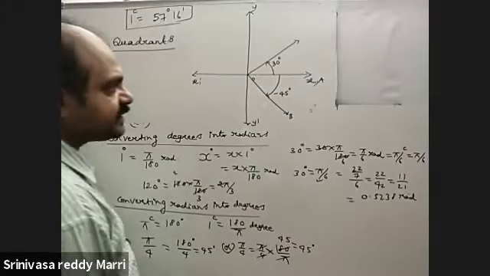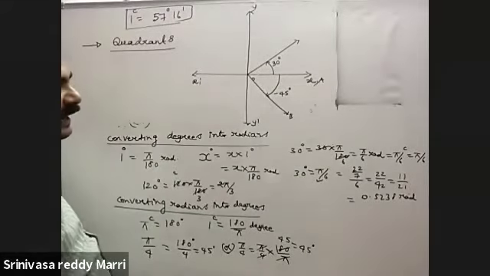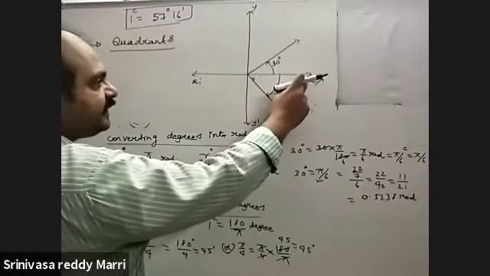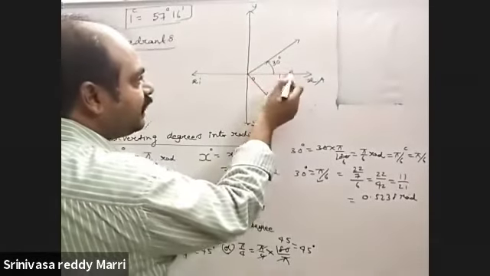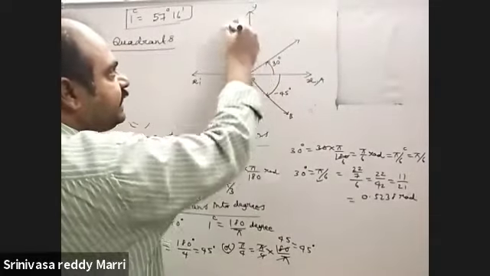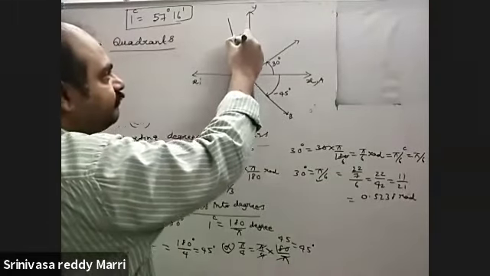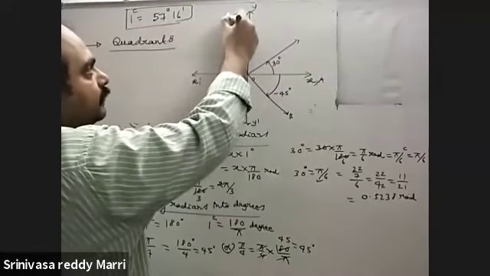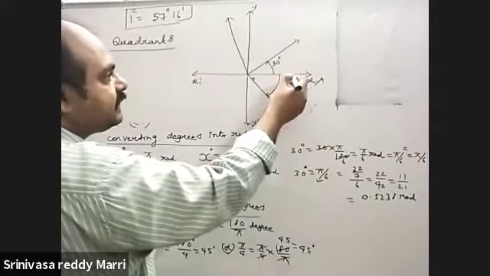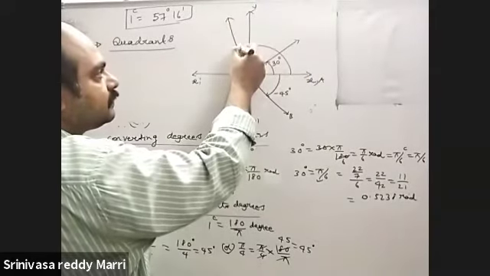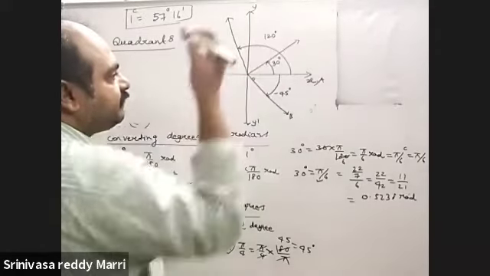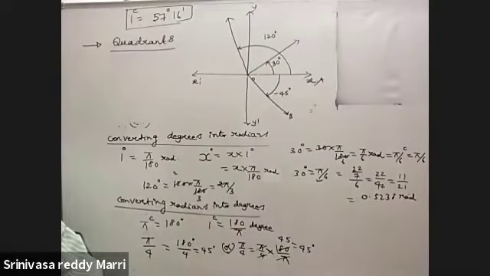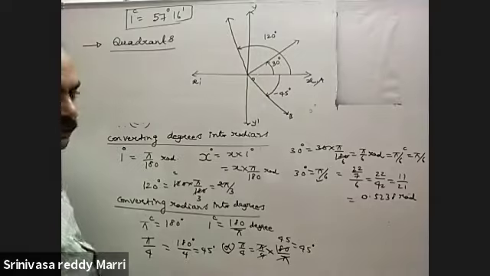Suppose you want to measure a 120 degree angle. Suppose this is the initial ray. Now 120 degree with this one. This is 90 plus 30. The ray will come here. That means this angle is 120 degree. Like that, any angle we can measure.